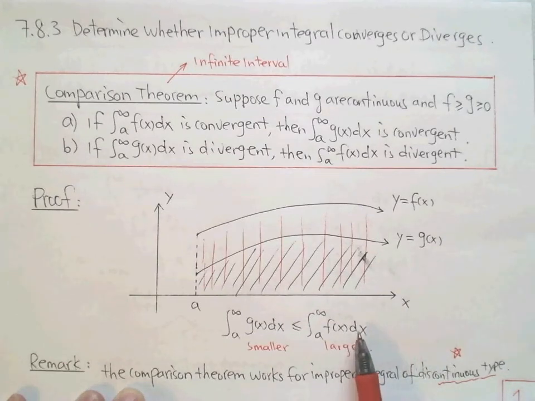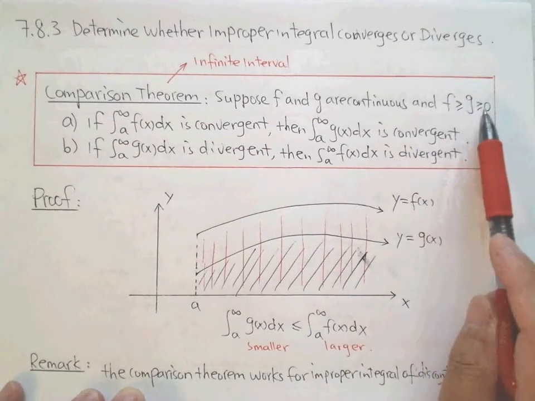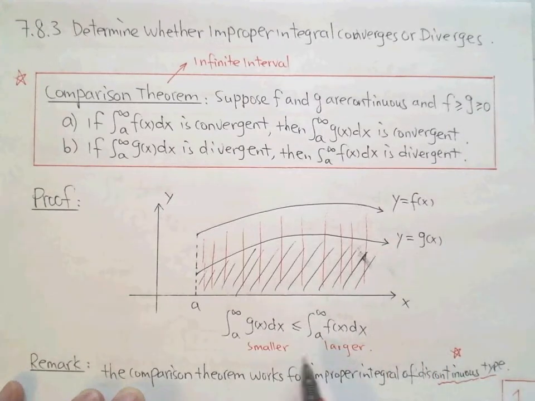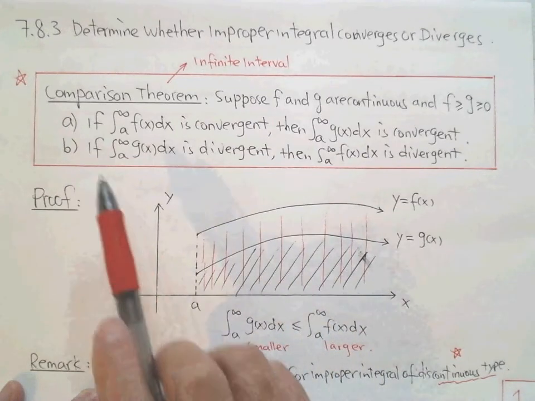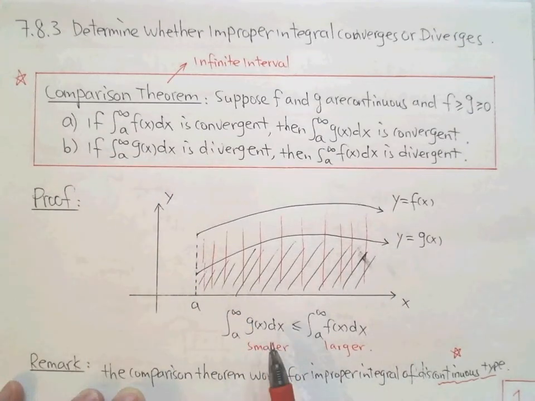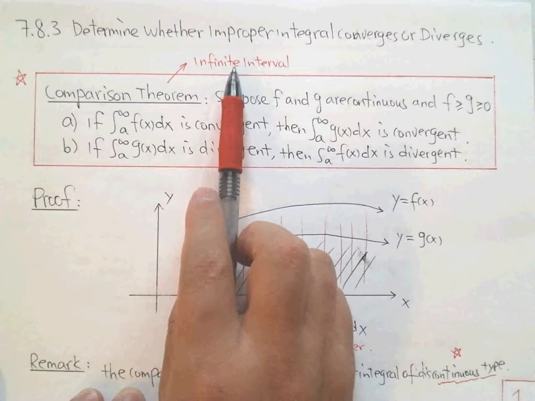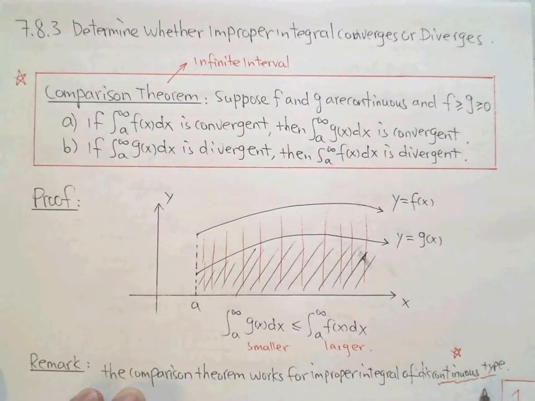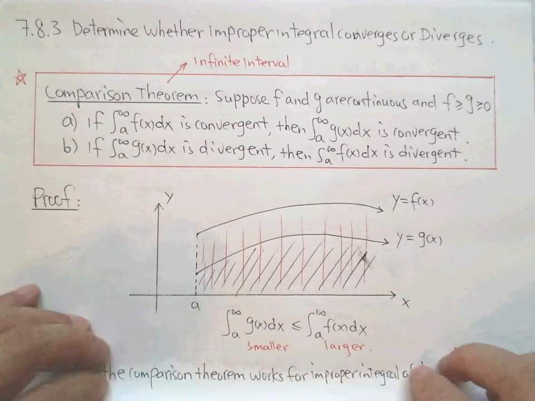So let's go back and look at it. All we need to do is compare these two functions. If g is small, the area is small; if f is larger, the area is larger. If the larger one is convergent, the smaller one is definitely convergent. If the smaller one is divergent, going to infinity, the larger one also goes to infinity, divergent. This graph shows the infinite interval case; however, the discontinuous type also works. We're going to go through a few examples.